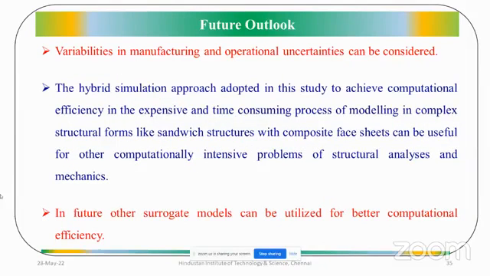Variability in manufacturing and operational uncertainty can be considered. Here, in the present case study, we have considered only the effect of source uncertainty. We have not considered the effect of manufacturing and operational uncertainty. That may be considered in a future study.